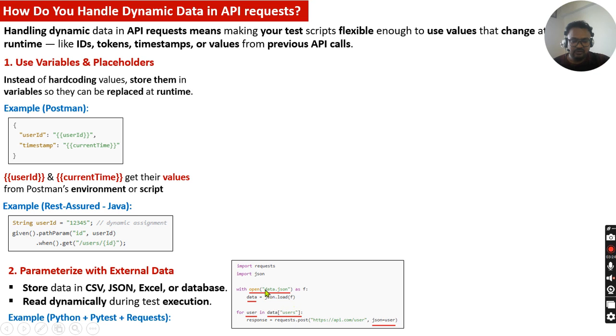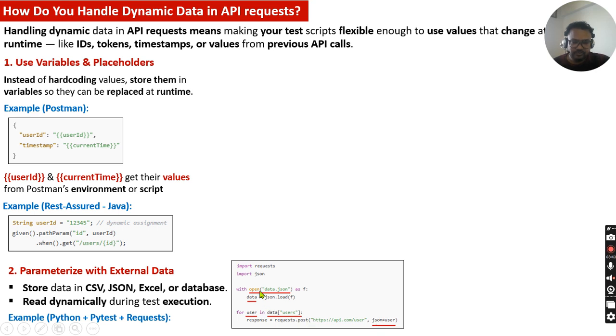So you are opening the data.json file and loading all the data into this data variable, and then you can use for users in data.users, and you can provide that information in a response to post these particular values in the response. Okay, for this particular post call.